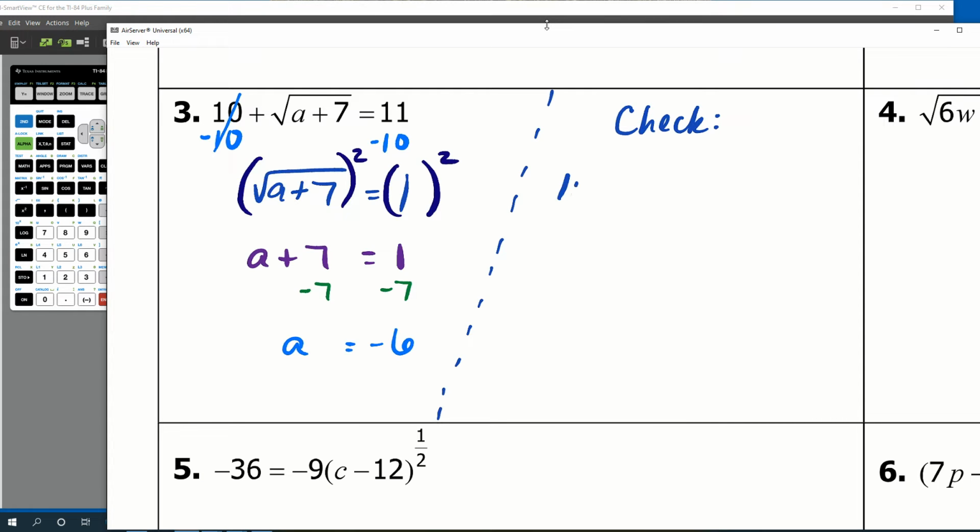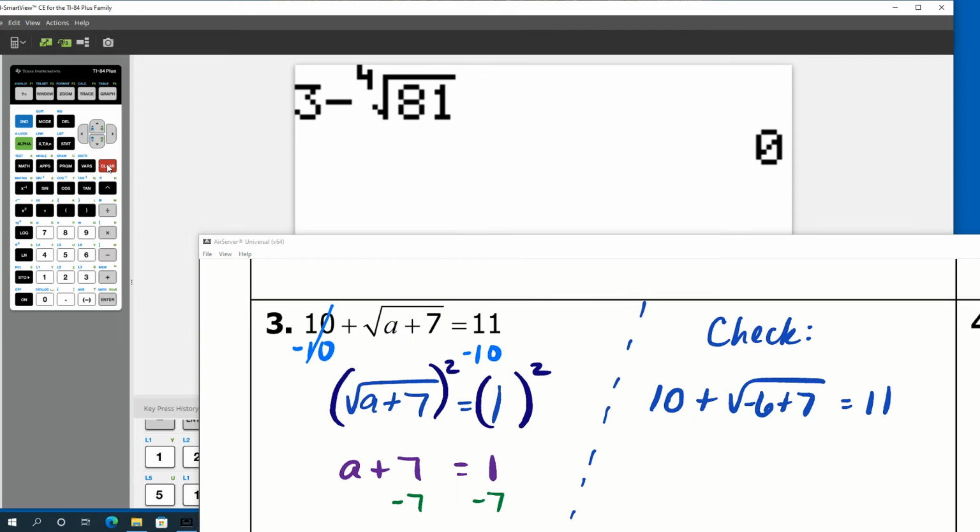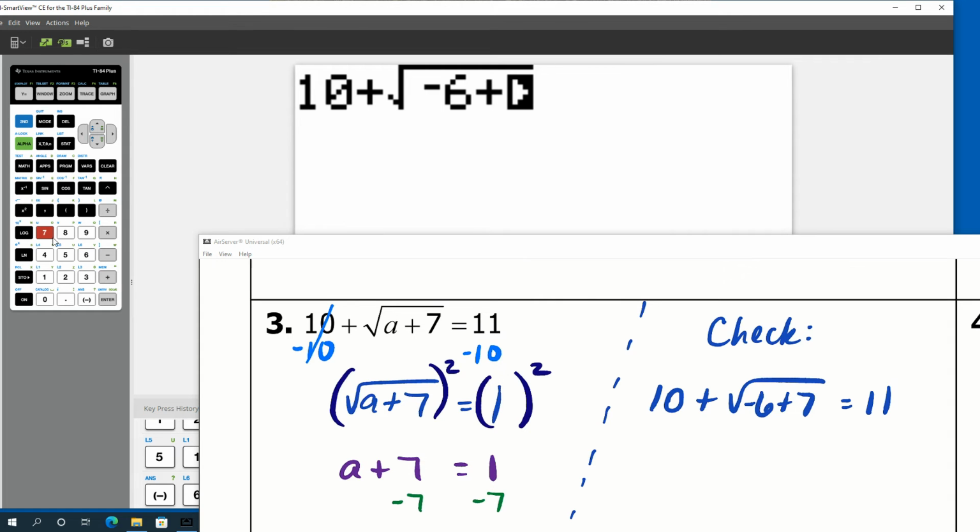All right, so when I'm checking this, I'm going to put it back into the original problem. Now, to get the square root, you can just do second x squared. It works. 11 equals 11.